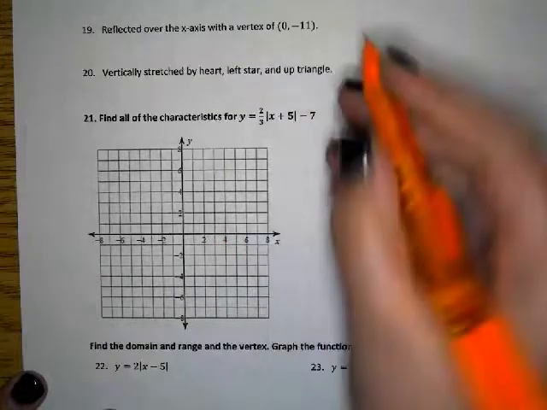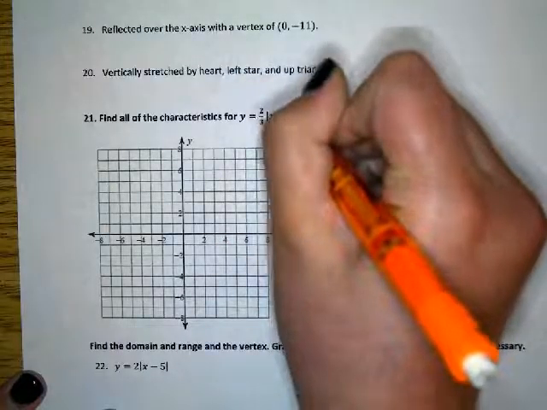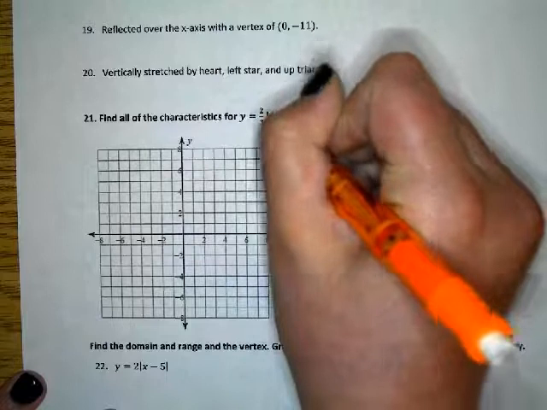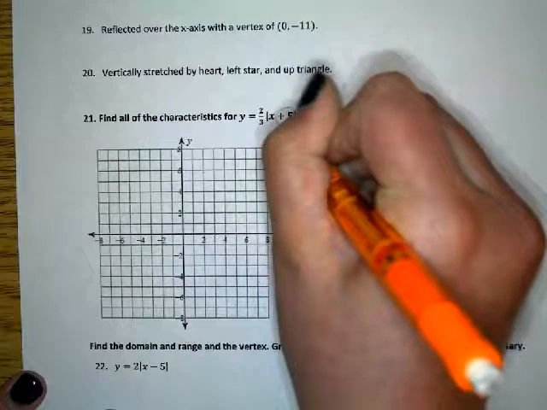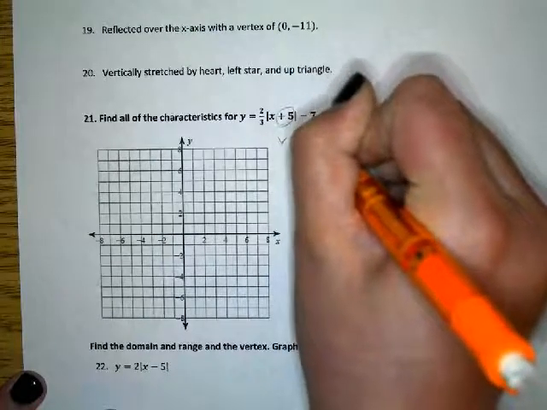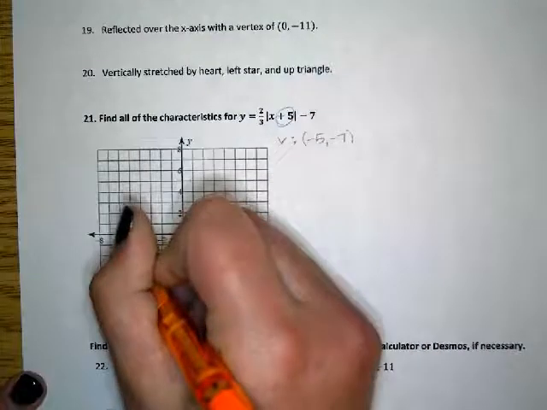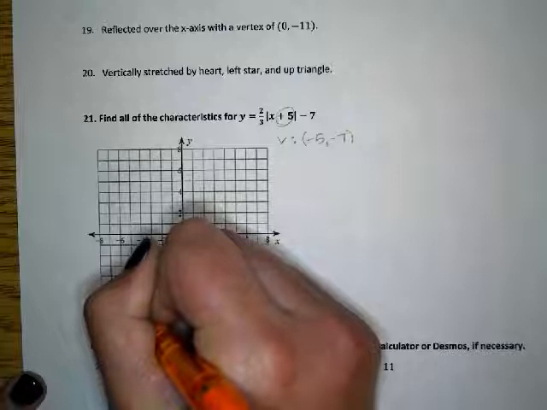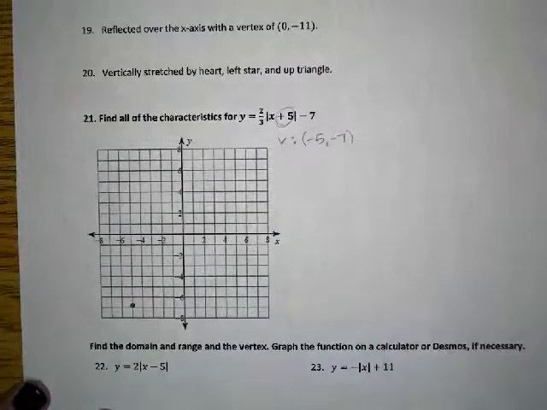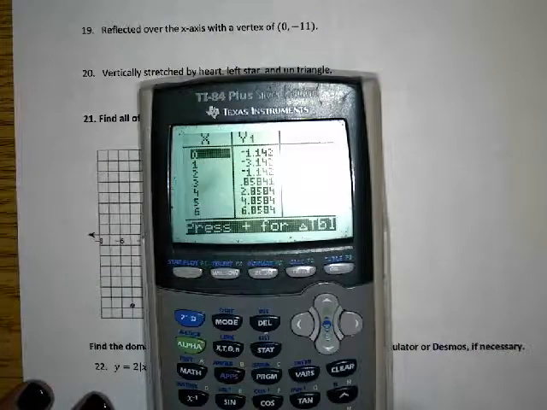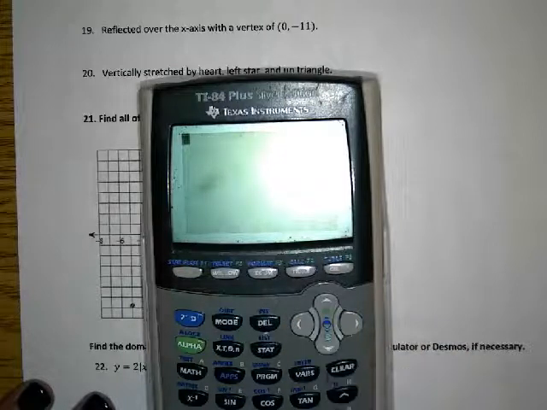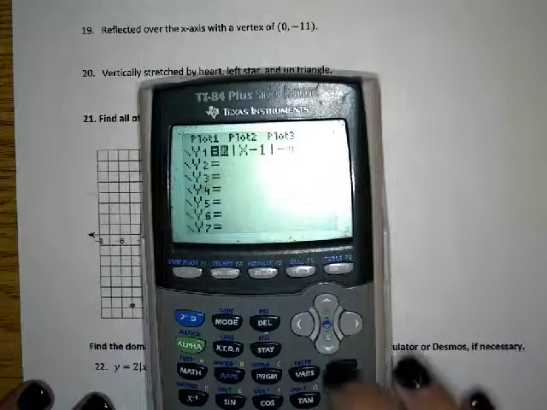Let's go ahead and graph the vertex first because we can figure out where that is pretty easily. So the vertex is -5, -7: left 5, down 7, -5, -7. Okay, I'm going to plug this in the calculator and get my points that way.